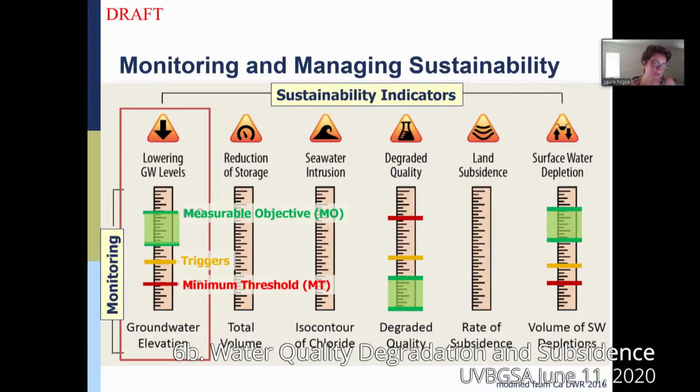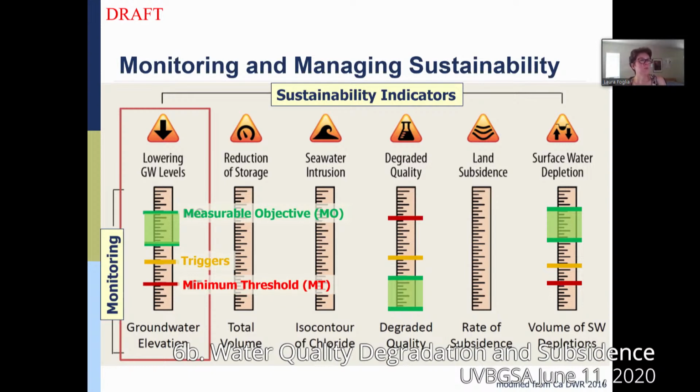So basically what the Department of Water Resources asks is to look at 6 sustainability indicators: lowering groundwater levels, reduction of storage, seawater intrusion, degraded quality, land subsidence, and surface water depletion, and decide which are the metrics, which are the way for us to demonstrate that none of this is being impacted negatively by the use of groundwater in the basin.